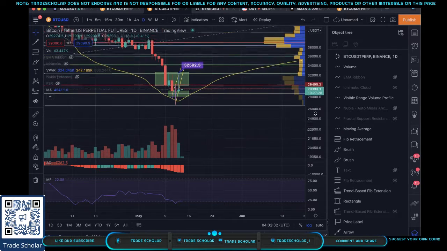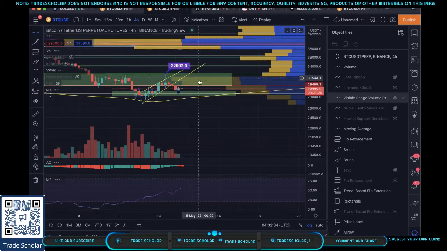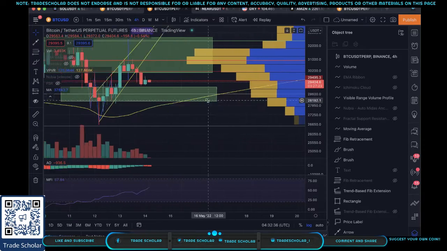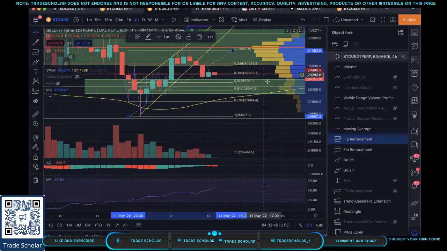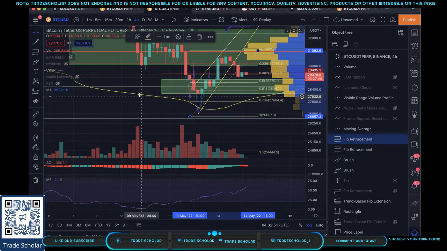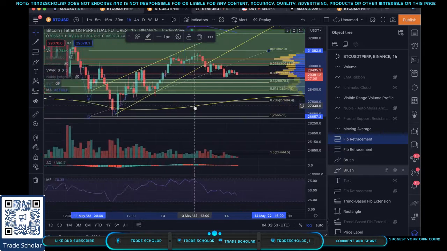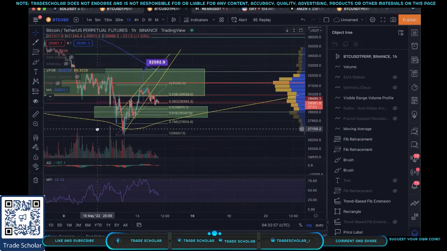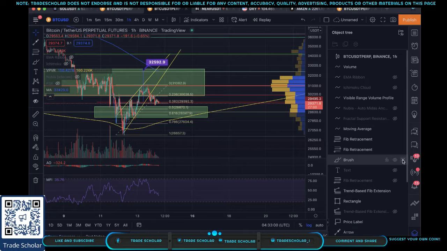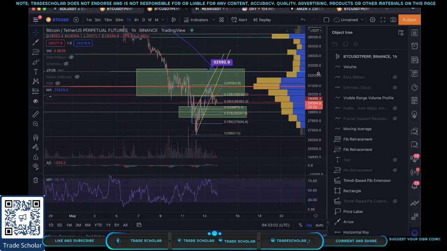Here is our Bitcoin 4 hour time frame. We are currently having this trend line to the upside. Pull out the Fibonacci, swing low to swing high. So you can enter here at 0.382, 0.5, and 0.618 to the upside. So we are still in an uptrend. In the 1 hour time frame, same story, area for upside also.